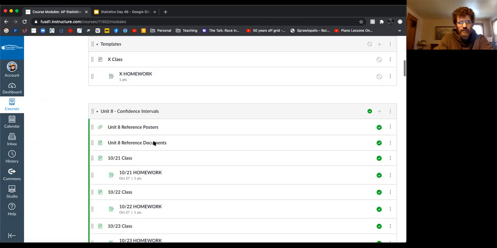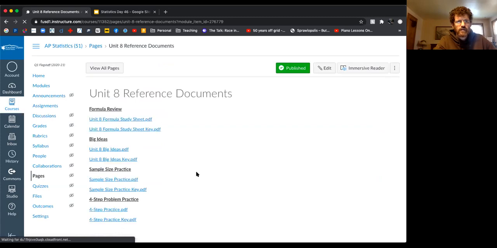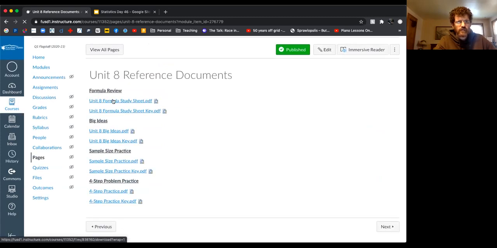But on the Canvas page, this is the last thing I'll do and then you guys can leave. There's reference posters, which are for every single unit. I post some things there that might be helpful for you. Reference documents right here. We've got 4 things. There's a formula study sheet. This is a blank one up on top and then one that's been filled in. So you can use it if you want to print this off and fill it in yourself, that's helpful. Same thing with the big ideas and the key right here. These are both for your reference. You can just pull them up tomorrow if you want to.